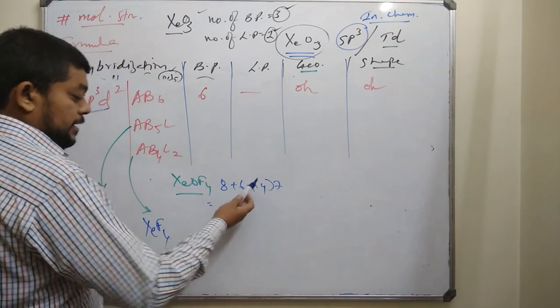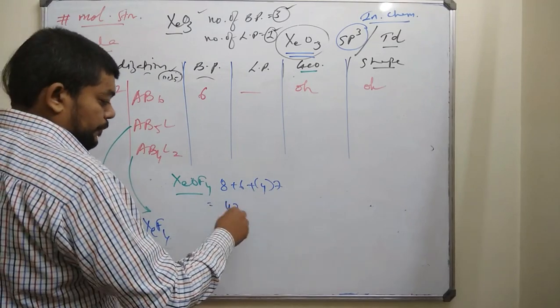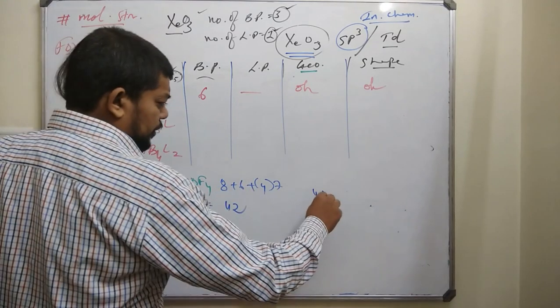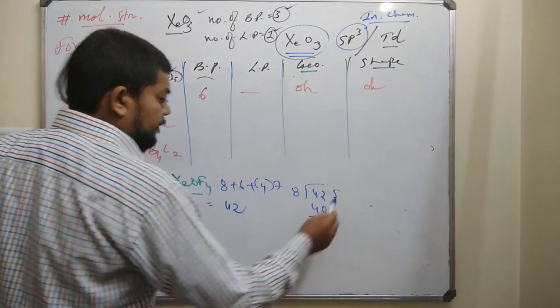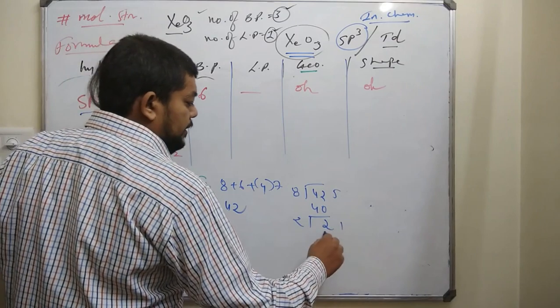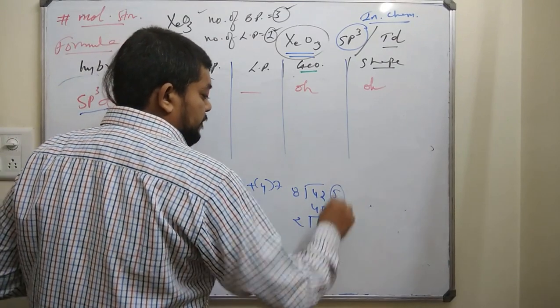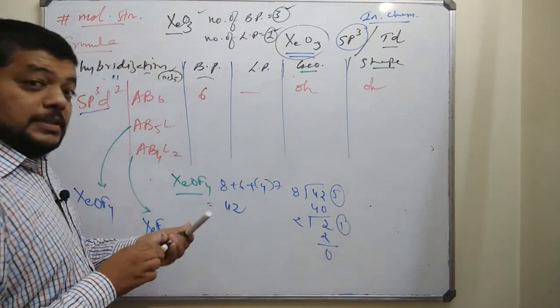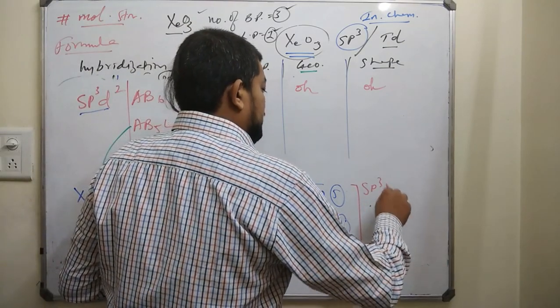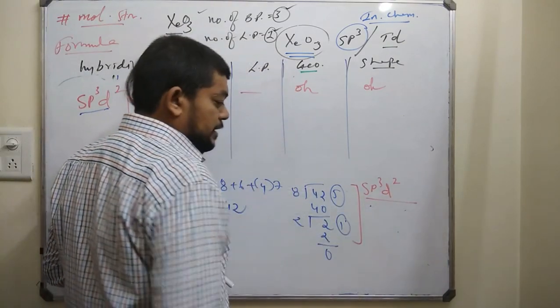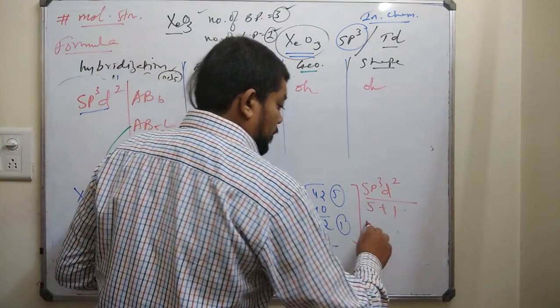So it is 28 and 6, 34 and 8, 42. Whenever you have 42 involved, it is 8, 5 times 40. You are left with 2, and 2 is 1 times 2, so it's a 0. So it's a 5 plus 1, a total of 6. When it's a 5 plus 1 total 6, it is sp3d2 hybridization. It's a 5 plus 1 combination.